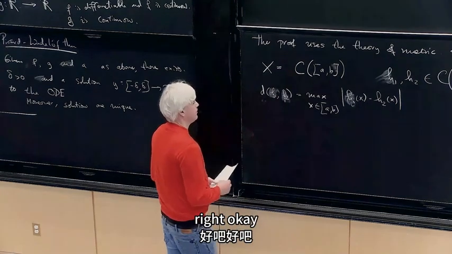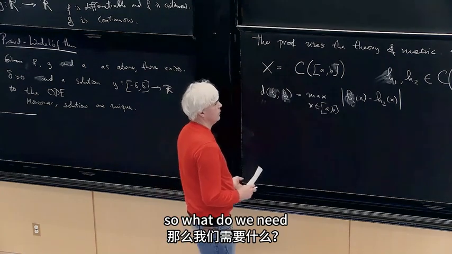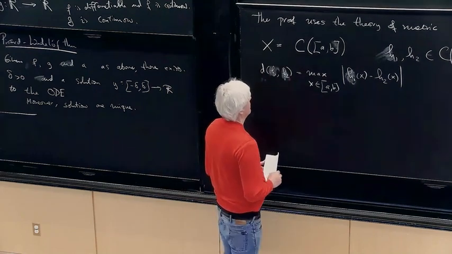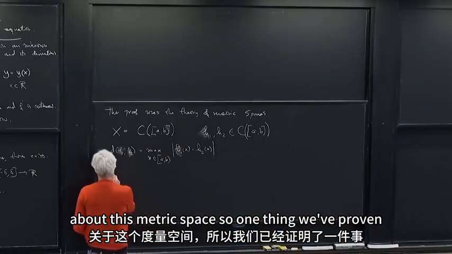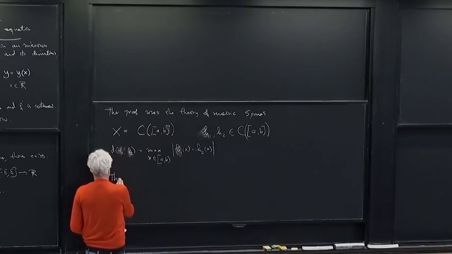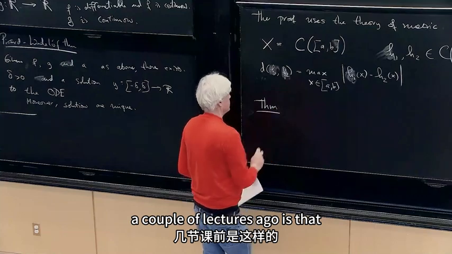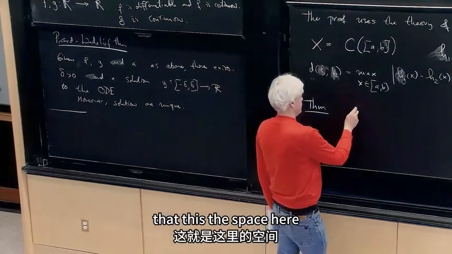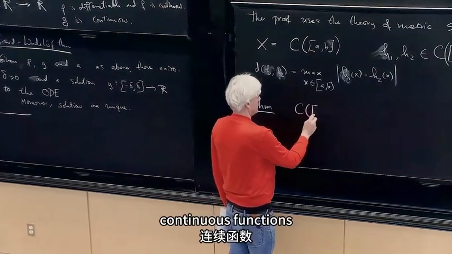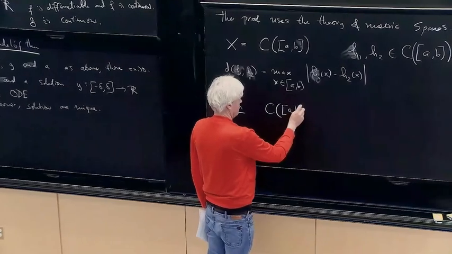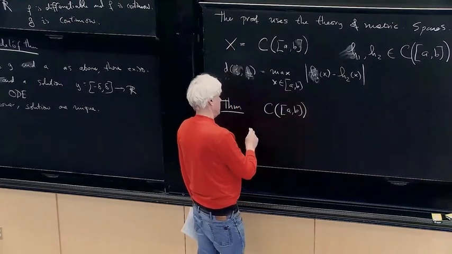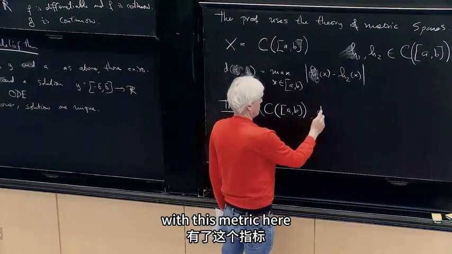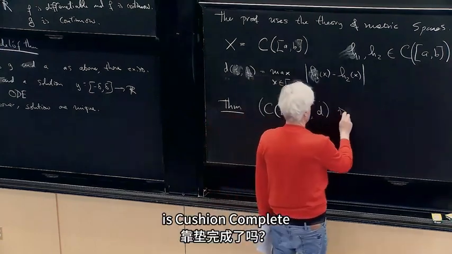Right, okay. So what do we need about this metric space? One thing we proved a couple of lectures ago is that this space of continuous functions with this metric is Cauchy complete.